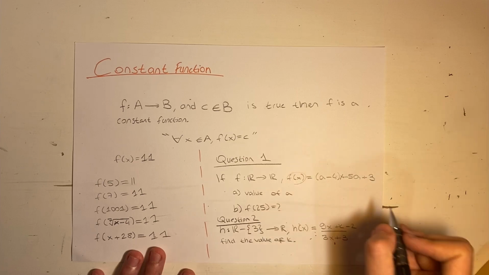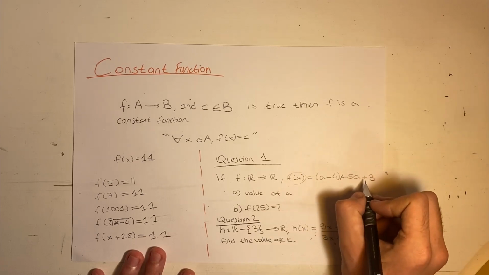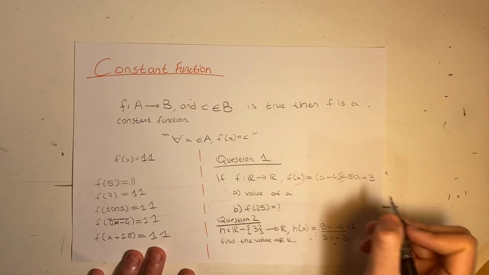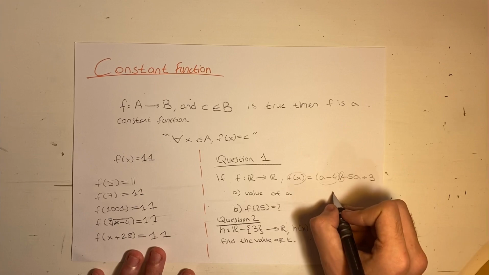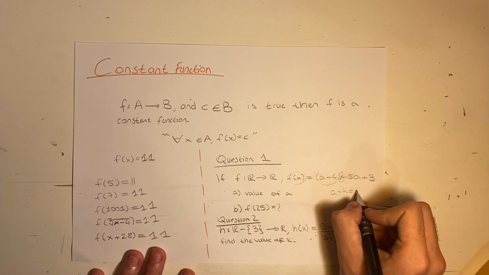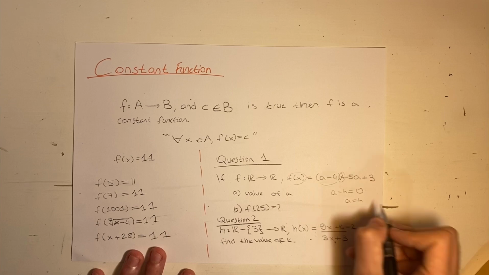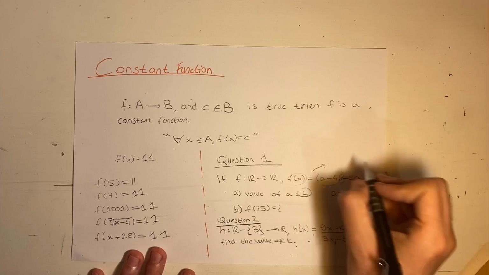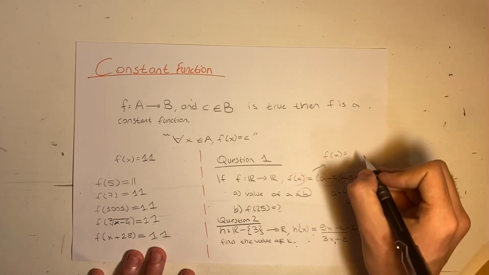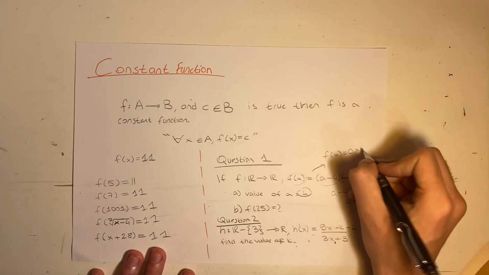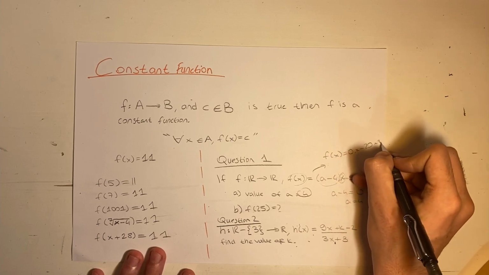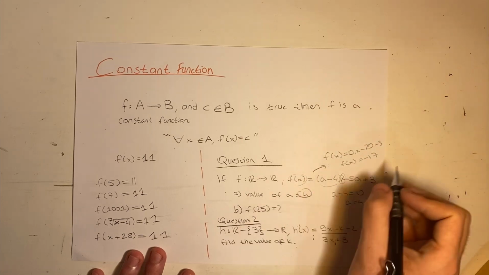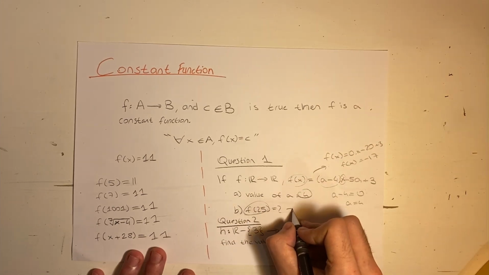So value of a. What is the value of a? To find value of a, we need to find the value that eliminates x here. So the coefficient 0 would be right. A minus 4 is 0, a is 4. So value of a is 4. So let's do the function fx is 4, 0 times x, negative 20 plus 3. Fx is equal to negative 17. So any value would be negative 17.